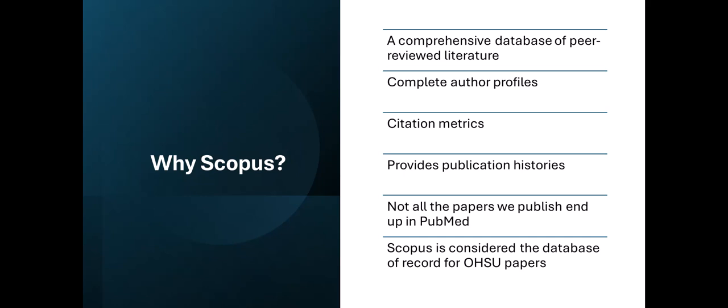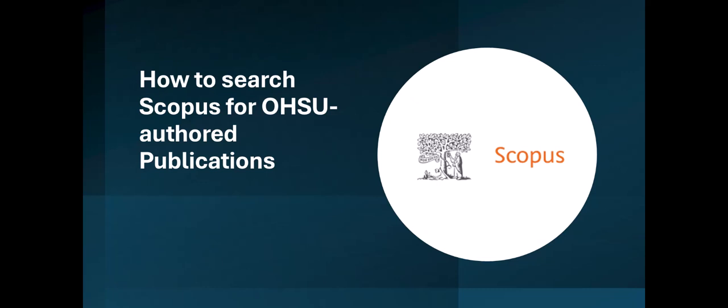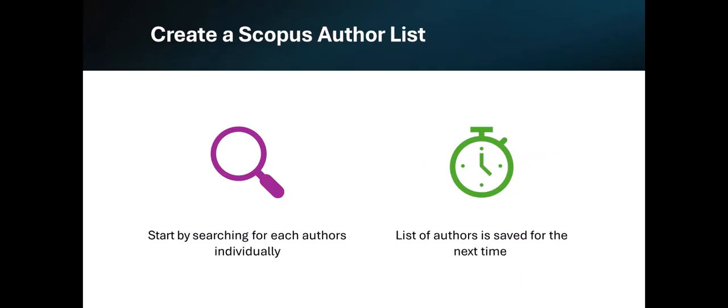Additionally, since not all the papers we publish end up in PubMed, Scopus is considered the database of record for OHSU papers. So how do you perform a search of OHSU authors in Scopus? To search for multiple OHSU authors in Scopus, you may want to create a Scopus author list. This means that, initially, you will need to search for each author individually, but after that, the list of authors is saved for the next time you wish to check the status of publications from your department.